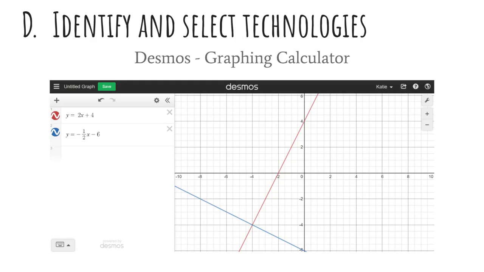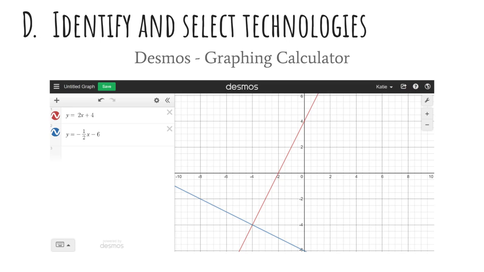For my selected technology, I went with Desmos, which is kind of a two-pronged program online. Here I have a screenshot of the graphing calculator capabilities of Desmos. You can see on the left-hand side, you can type in any equation that you want. I typed in two linear equations here. And then the graph shows up on the right.